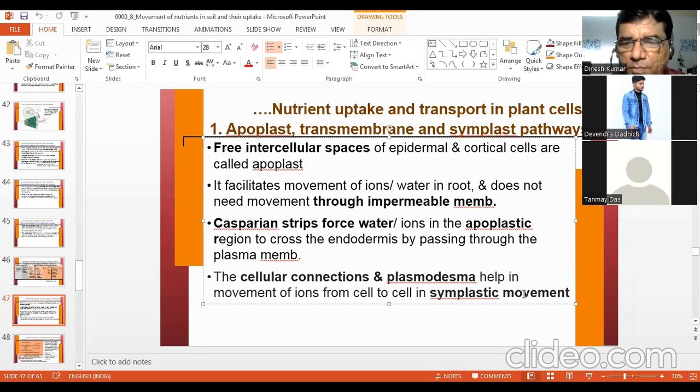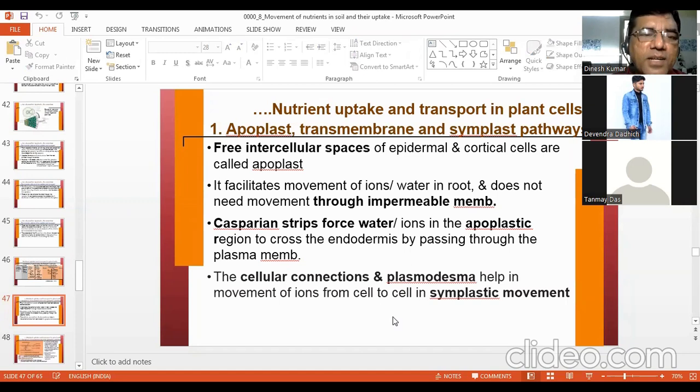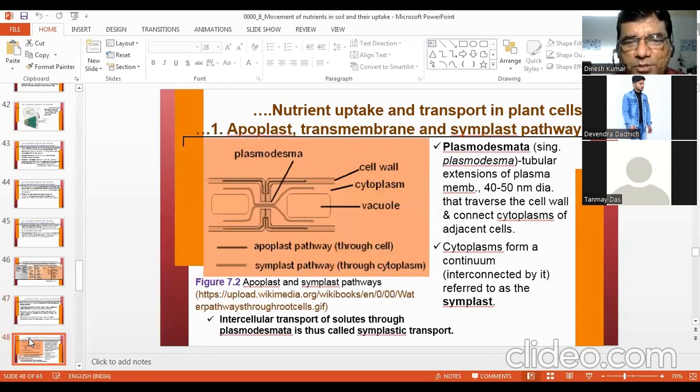So in symplastic movement, you get plasmodesma. Plasmodesma help in the cell-to-cell transfer of ions. This picture shows you apoplast and symplast very clearly. Here you get some intercellular spaces, the cell wall and cell membrane, and some interspaces. For example, this is apoplast. It will enter here and go to the apoplast of the next cell, and it will go like this.